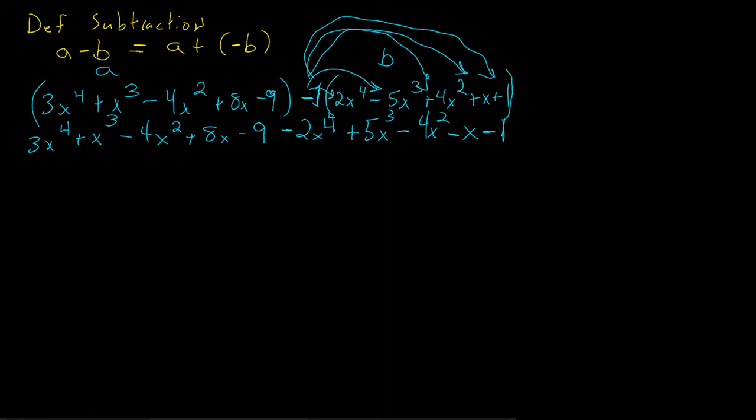So now I'm going to start with yellow, and I'm going to grab all my fourth power terms. So I have 3x to the fourth minus 2x to the fourth. There's my fourth power terms. I'm going to go to my third power terms. So I have a positive x cubed plus 5x cubed.